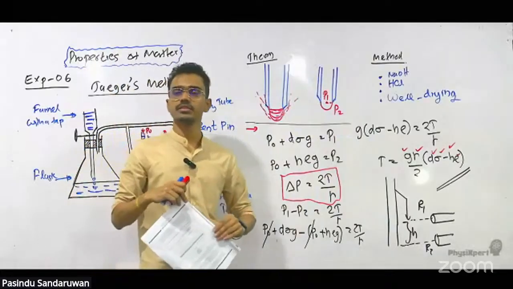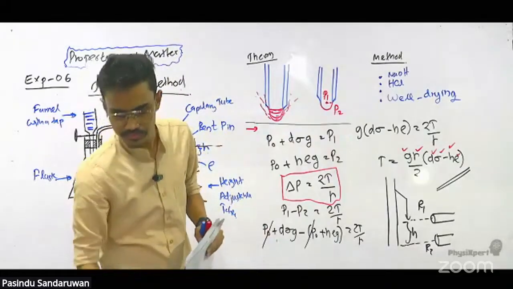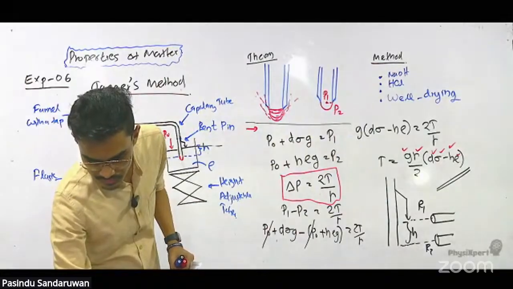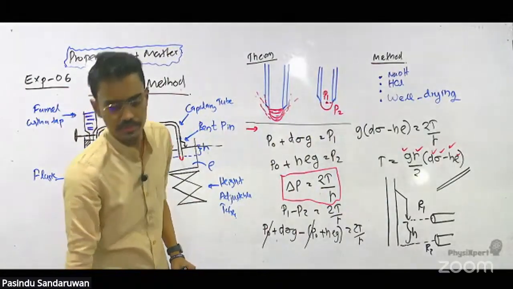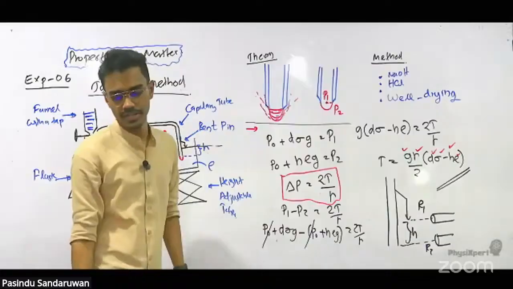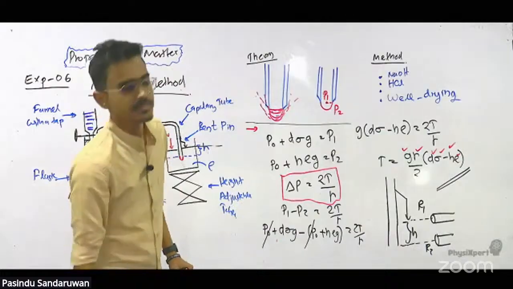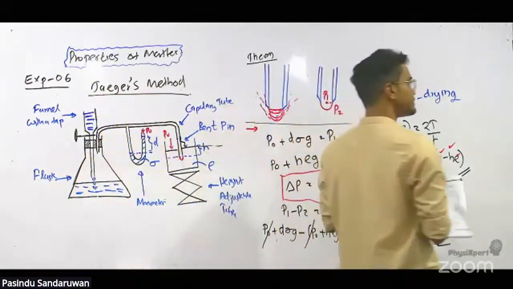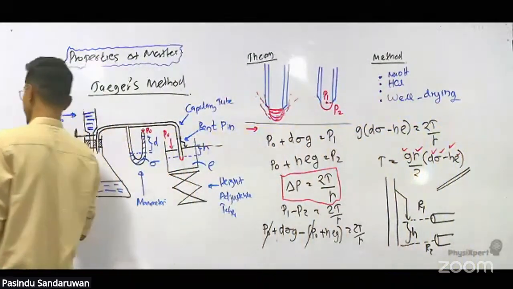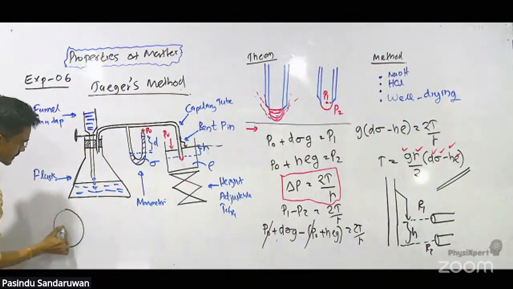Fix the capillary tube in front of the travelling microscope horizontally, and get the internal diameter. Right? Take that in mind.